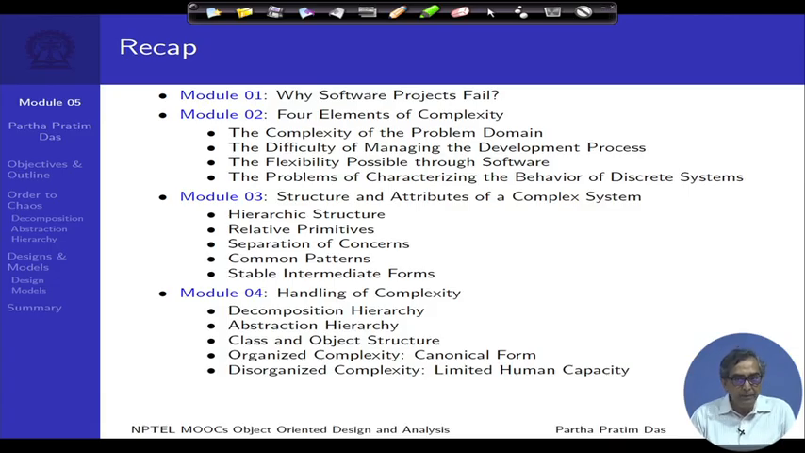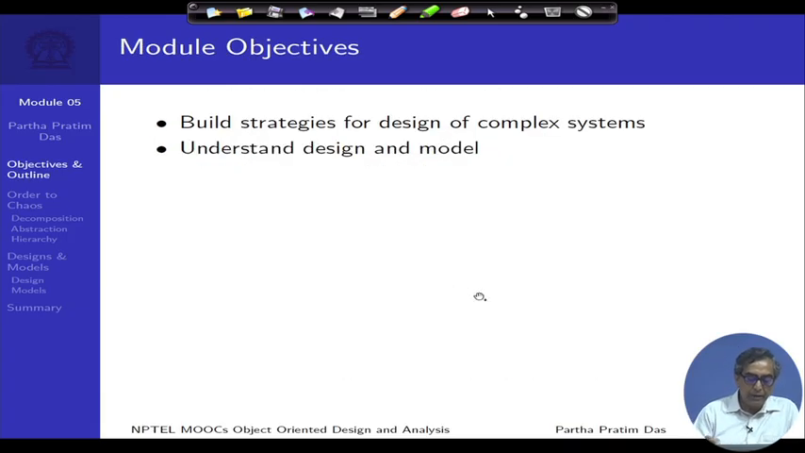At the same time, there is quite a bit of disorganized complexity arising out of the limited human capacity to handle a limited number of information chunks at a given point of time. So, equipped with all this, in the current module, we would like to discuss some basic strategies for design of complex systems. We will define what is our understanding of a design and that of a model.